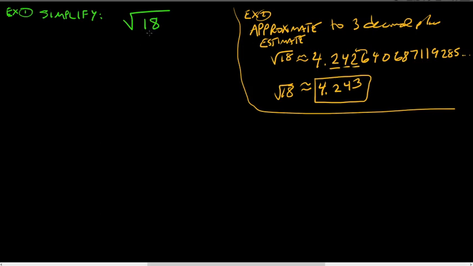Now, you might say, okay, I know something is simplified when the exponent is less than the index. The index here is 2, even though we don't write it. It's the square root, so we know it's 2. And this is 18 to the 1. And you might think, well, 1 is less than 2, so this looks like it's already simplified. Well, not quite.